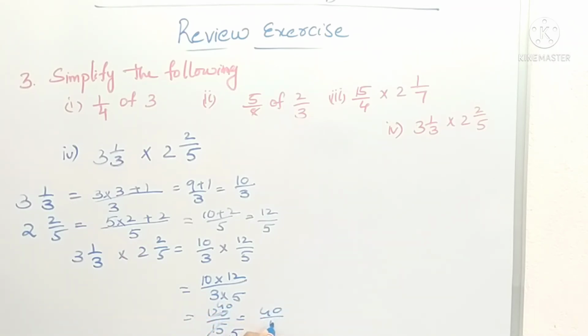So 40 by 5. Again 5 8s are 40. So this value is 8. The final answer is 8. Or otherwise you can cancel directly. 15 8s are 120.